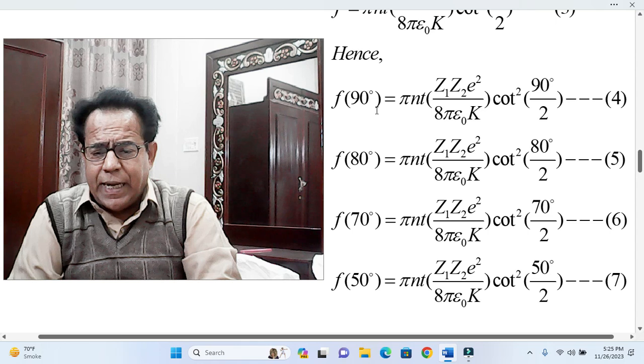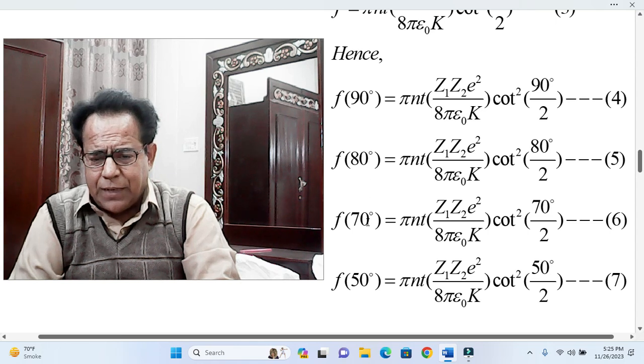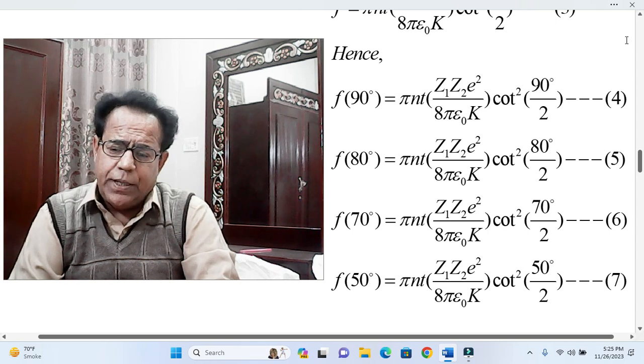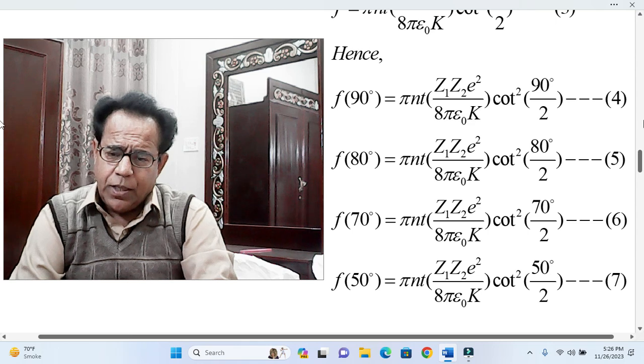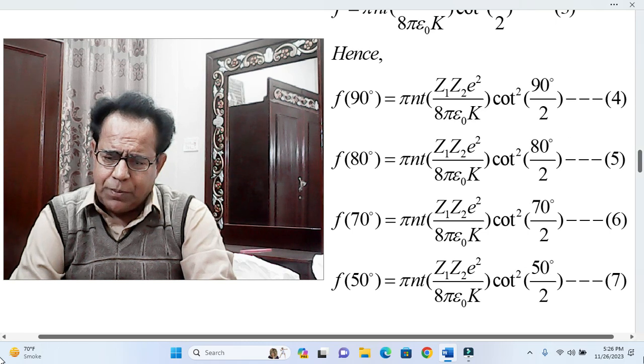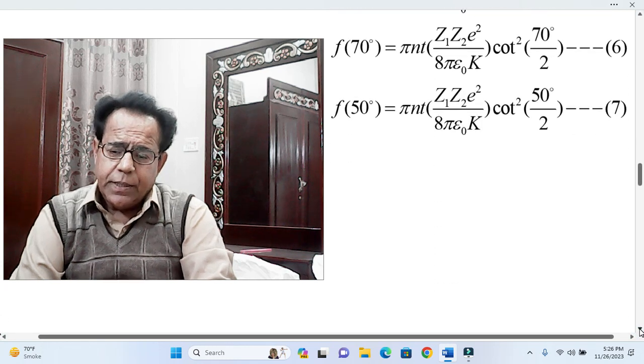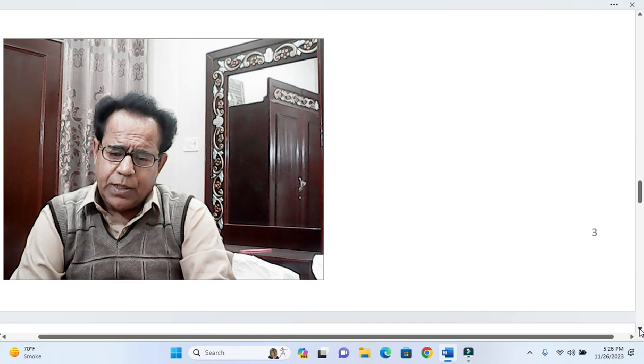f at 90 degree, f at 80 degree, f at 70 degree, f at 50 degree. New four equations have come into existence, equation number 4, 5, 6, 7. So the angle will become 45, this angle will become 40, this angle will become 35, and this angle will become 25. Dear students, now we move forward.